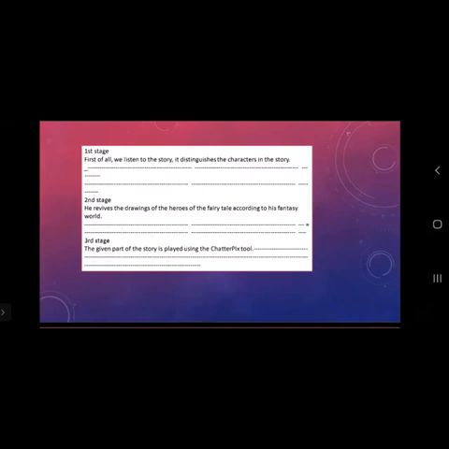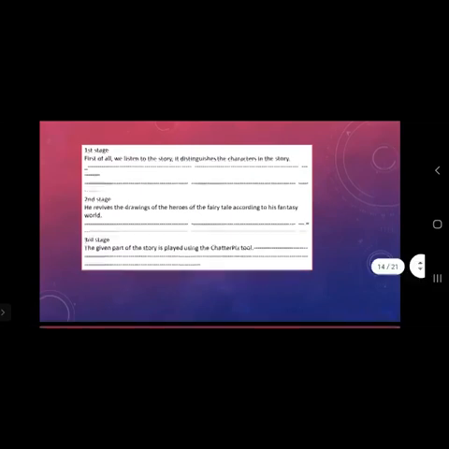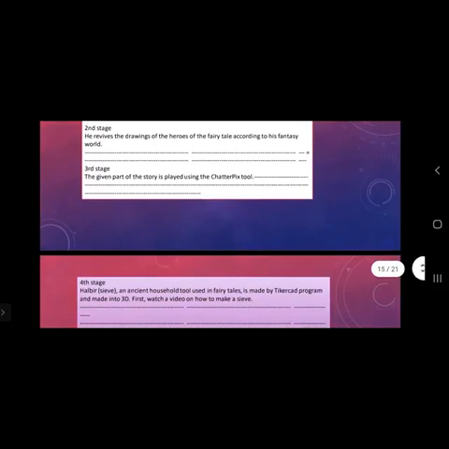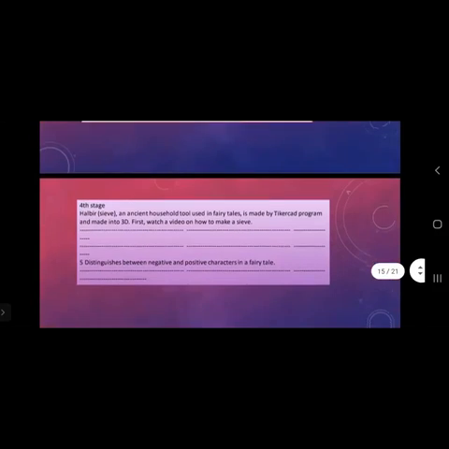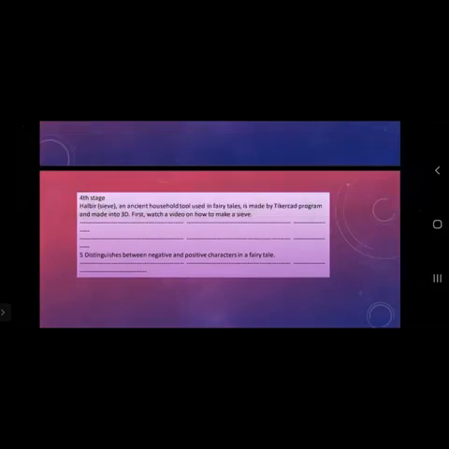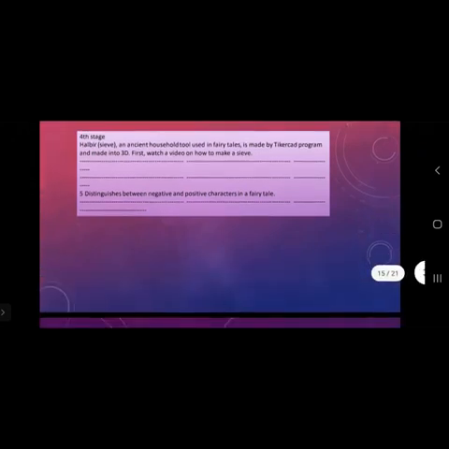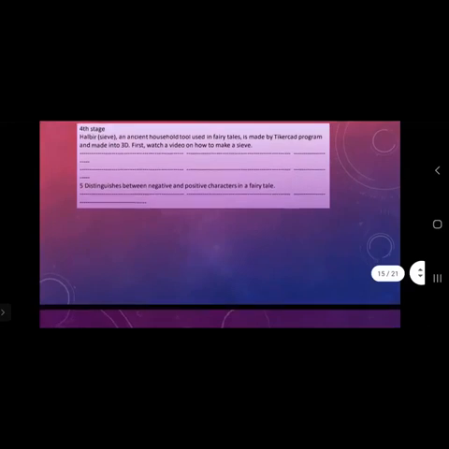In the third stage, the given part of the story is played using the Chatterpix tool. They speak their words: who is asleep, who is awake, everyone asleep, Chirtan is awake. And in the fourth stage, the Halbir sieve, an ancient household tool used in fairy tales, is made by the Tinkercad program and made into 3D. First we watch a video on how to make a sieve. And in the first stage, they distinguish between negative and positive characters in a fairy tale, which character they love most, and which character they want to be in the future.